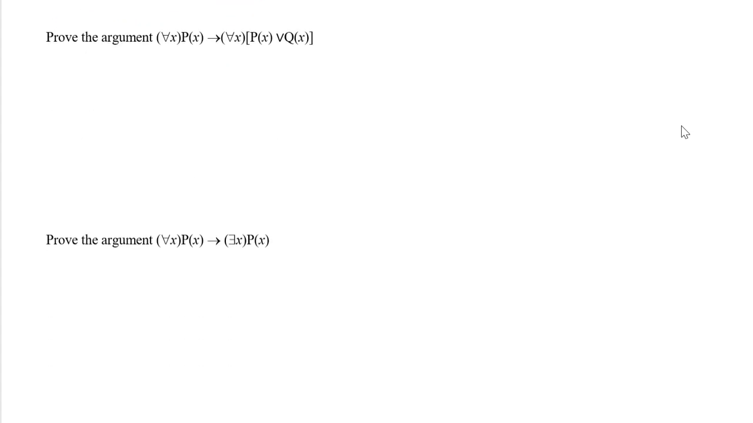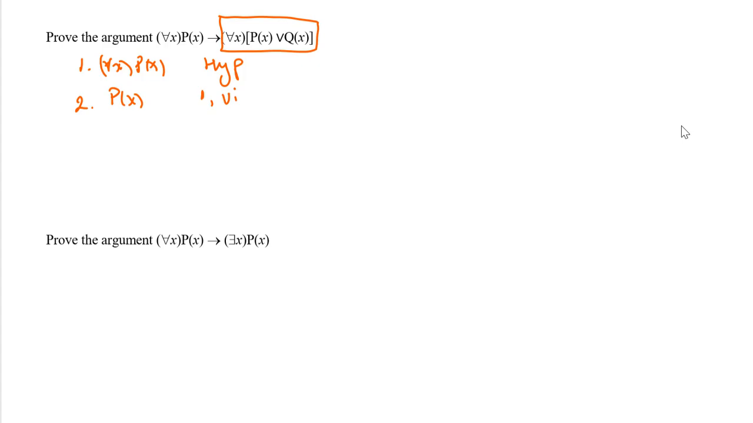Another example that is simple will be to prove the argument for all x p of x implies for all x p of x or q of x. Okay, so we write down the hypothesis first. And now I'm going to say, well, it's true for any x, therefore p of x, any x. And what I did, I do universal instantiation. I instantiate, set a variable for p. Call it x in this case, because looking at my goal, I don't see another variable, it's just for all x.